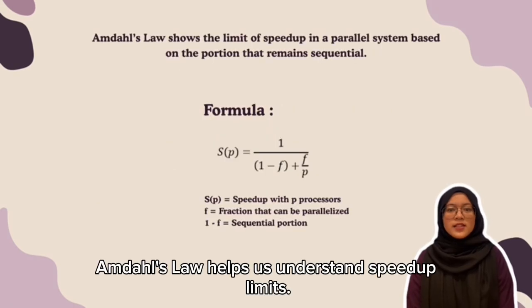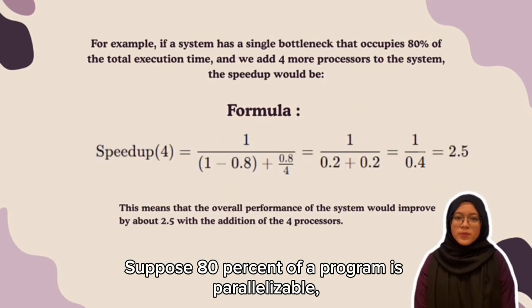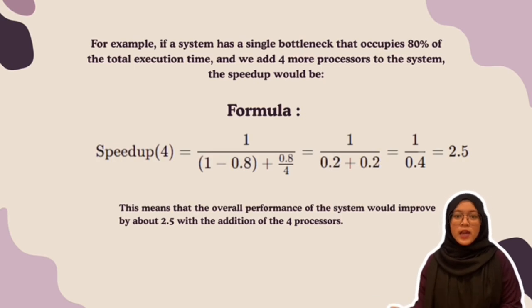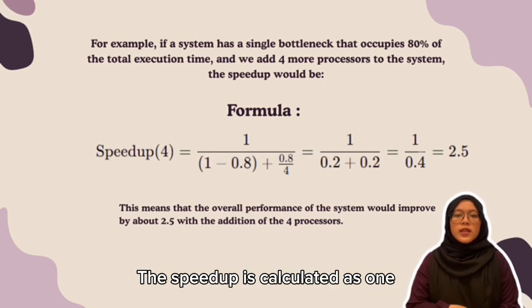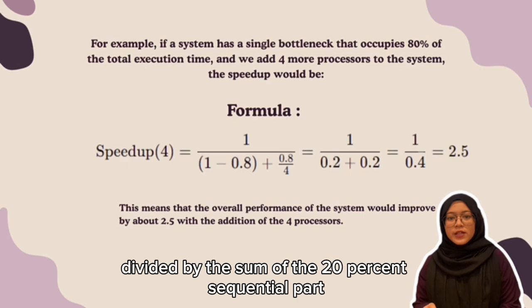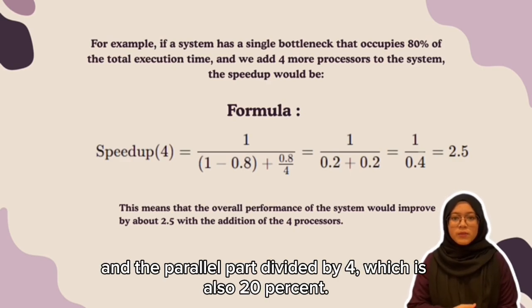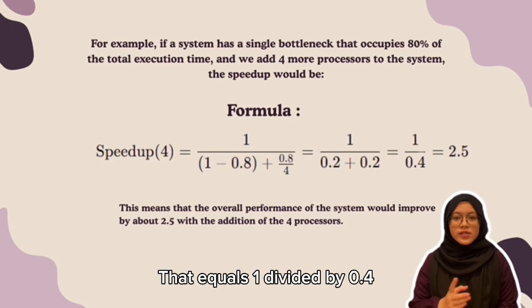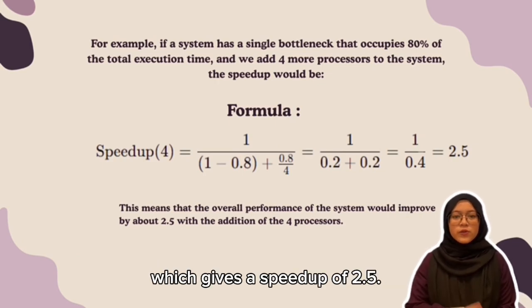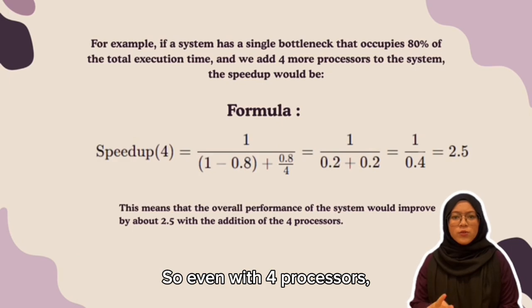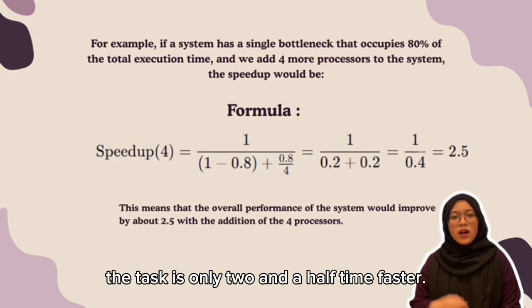Amdahl's law helps us understand speed-up limits. Suppose 80% of a program is parallelizable and we use 4 processors. The speed-up is calculated as 1 divided by the sum of the 20% sequential part and the parallel part divided by 4, which is also 20%. That equals 1 divided by 0.4, which gives a speed-up of 2.5. So even with 4 processors, the task is only 2.5 times faster.